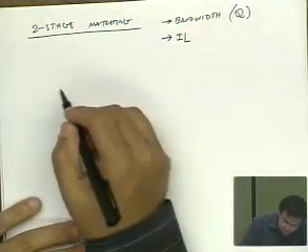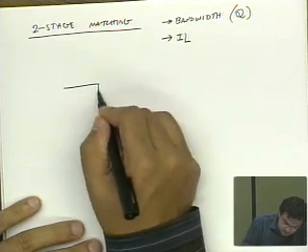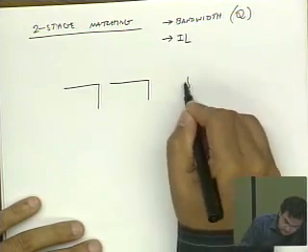Let's talk about two back-to-back L sections. So let's say that I have two L matching networks like this.